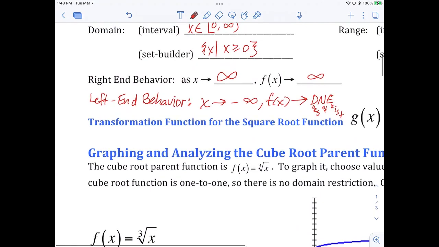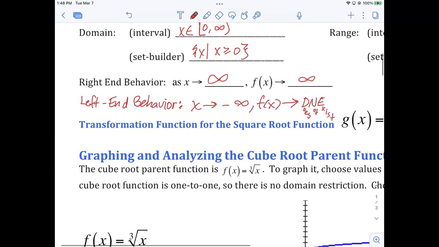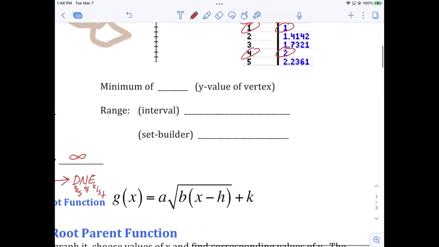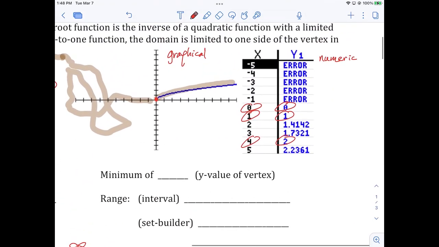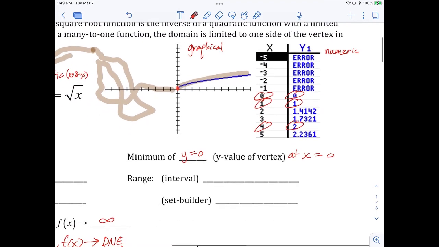D and E, does not exist. Or you could put none. I would accept none there as well. It doesn't have any. All right. It has a minimum, which is what? What is the minimum y value? Minimum of y equals 0, and we'll go ahead and say at x equals 0. It's the left endpoint of the graph. What's the range? Well, it's going to be pretty similar. It's going to be y is an element of the bracket 0 to infinity. And then set builder: the set of all y such that y is greater than or equal to 0.